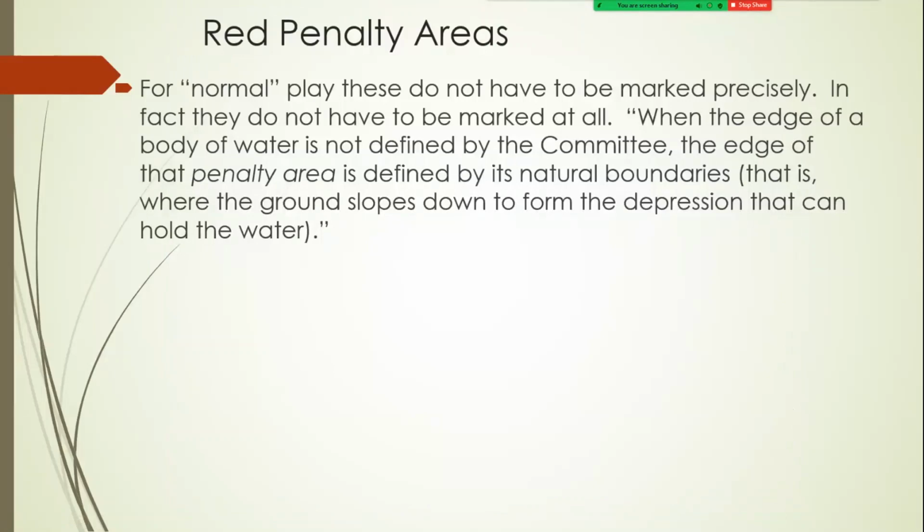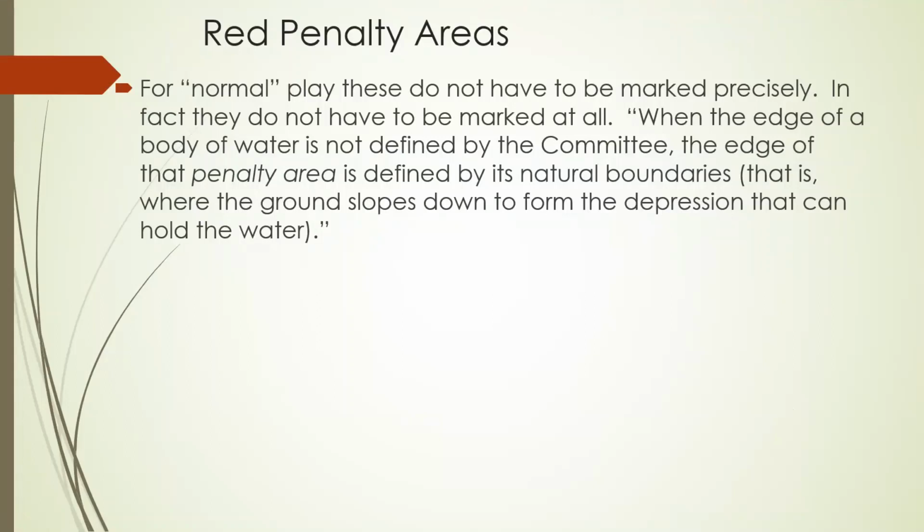You might know this. I know we've got a lot of rules in the call. We might have some people that aren't as familiar with the rules. For normal play, a red penalty area does not have to be marked. If you're just having normal play, in fact, it doesn't have to be marked at all. What the rules actually say is that when the edge of a body of water is not defined by the committee, the edge of that penalty area is defined by its natural boundaries. That is where the ground slopes down to form the depression that can hold the water. So normal play, that's fine.